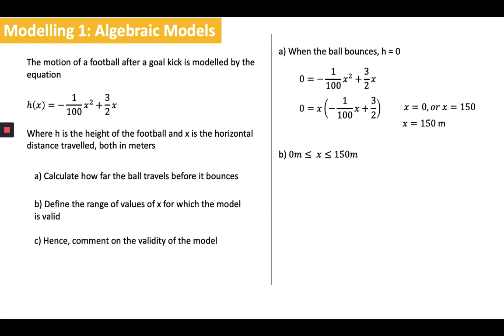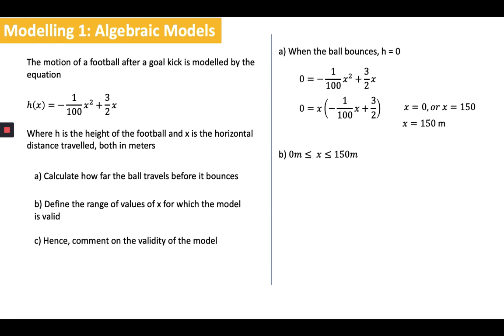And then part C. Now this is a key thing here. I want to comment on the validity of the model. When we're asked this, it's really looking for any reason why we should discredit this model. Is there anything about this that just doesn't quite make sense? And for part C, I'm going to suggest that there is. The challenge here is to think about the actual context. Let's go back to part A and think about the context. This model is telling me that a goalkeeper kicks the ball and it doesn't bounce for 150 metres.